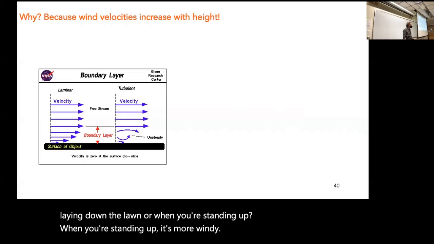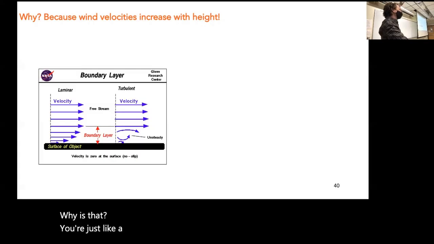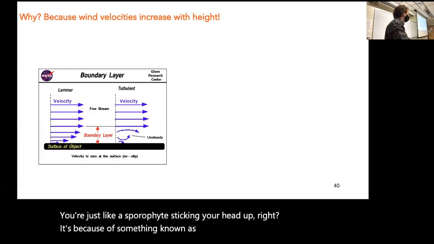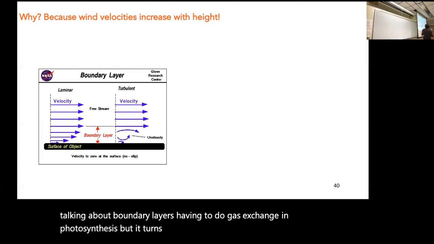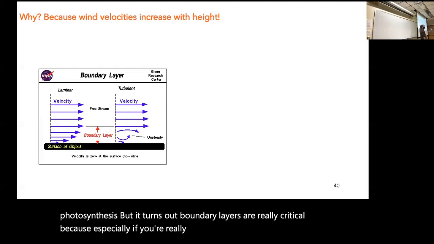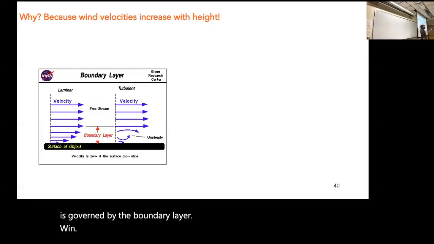Why is that? Gosh, you're just like a sporophyte sticking your head up, right? It's because of something known as a boundary layer. We'll be talking about boundary layers having to do with gas exchange and photosynthesis, but it turns out boundary layers are really critical because, especially if you're really small and near the surface, your life is governed by the boundary layer. Wind, actually, it's fluid dynamics.